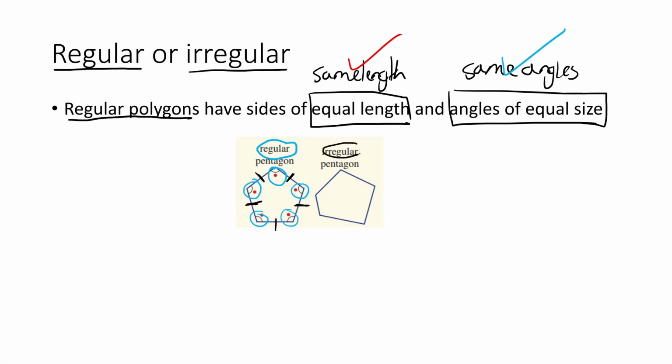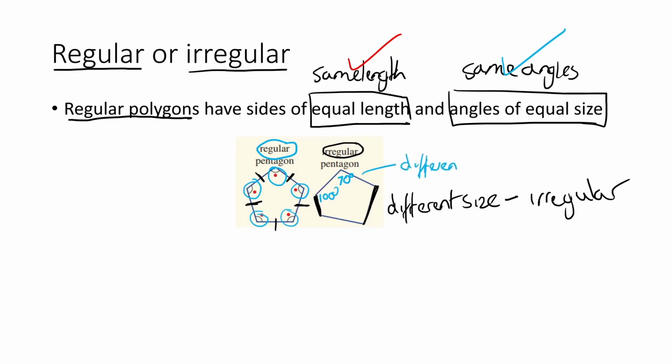Second one, irregular pentagon. See this side and this side, they're different sizes. So they're irregular. Not the same size, irregular. Same with the angle. Let's say this angle inside here is 70. But then you have this angle inside here. That is what? 100. So this one has different angles. And that's how you get the irregular polygons.